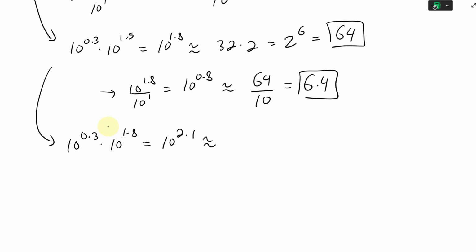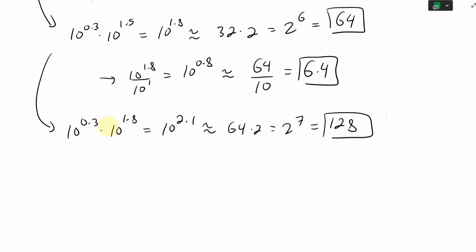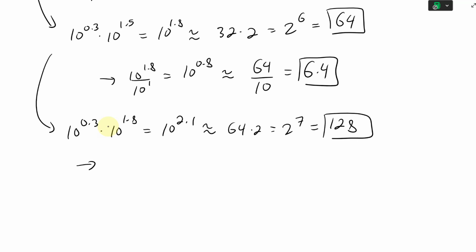This approximately equals 64 times 2. Again, this equals 2 to the 7. Just keep that in mind. This equals 128. So that's 128. And then this becomes the same thing, but now instead of dividing by 10 to the 1, because we have a 2 there, we go 10 to the 2. So there it is.